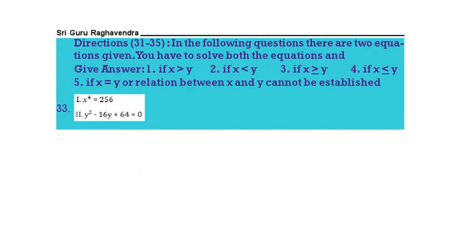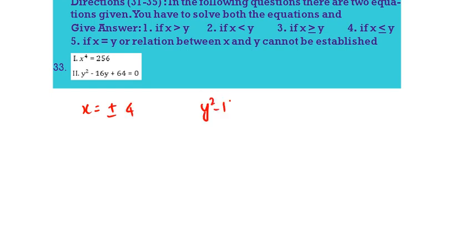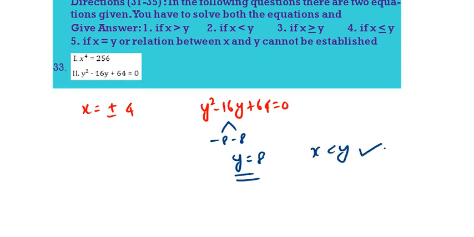See the next question: x power 4 is equal to 256, therefore x is equal to plus or minus 4. Then y square minus 16y plus 64 is equal to 0. We can take minus 8 minus 8, so y value will be 8. Therefore x is less than y.